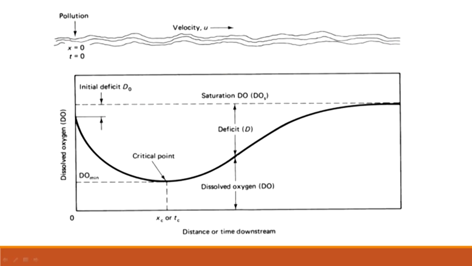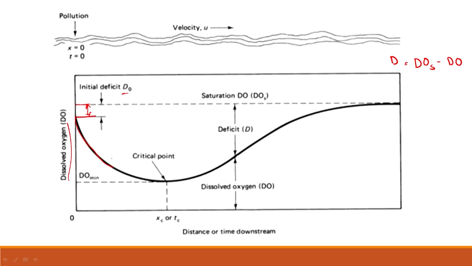So, here we are dumping pollution, right. Initial deficit means DO saturation minus current DO; this is the deficit. If this is the DO saturation level and this is the initial DO, this is the deficit, right. And what is happening to the DO? Keep in mind the y axis is dissolved oxygen, and it is decreasing.